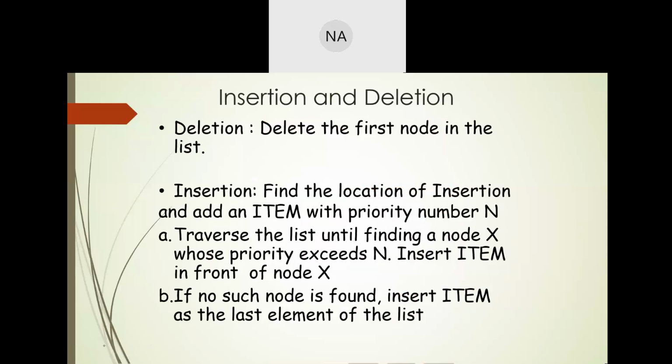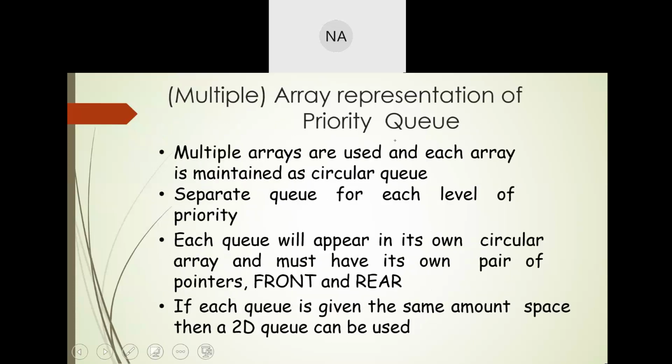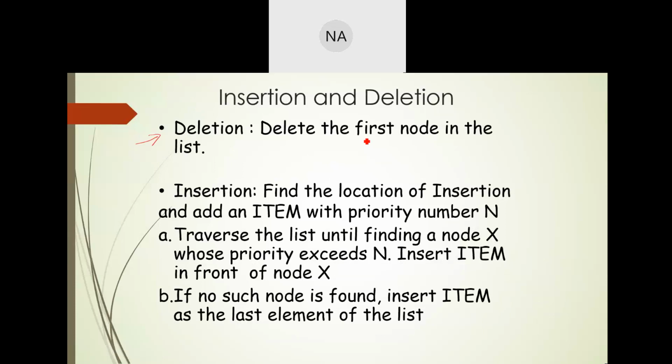Okay, the deletion algorithm for the one-way ordered list representation of the priority queue. Delete the first node. The first node has the lowest priority. So if you are using the ascending priority queue, then you will delete the first node, right? In the ascending priority queue, you will delete the first node, and in the descending priority queue, you will delete the last node, right?